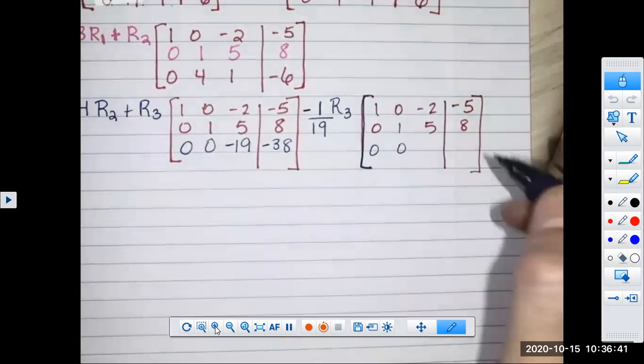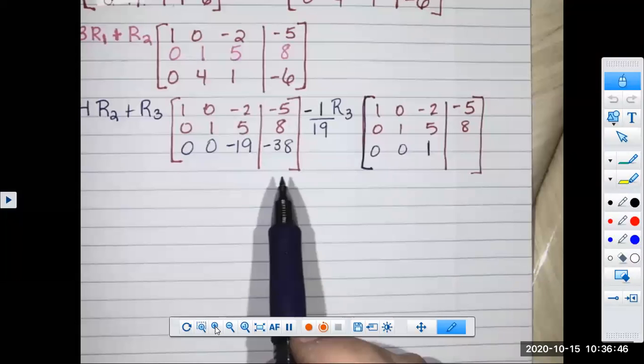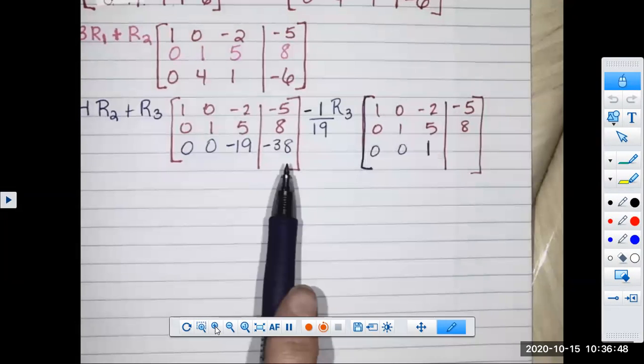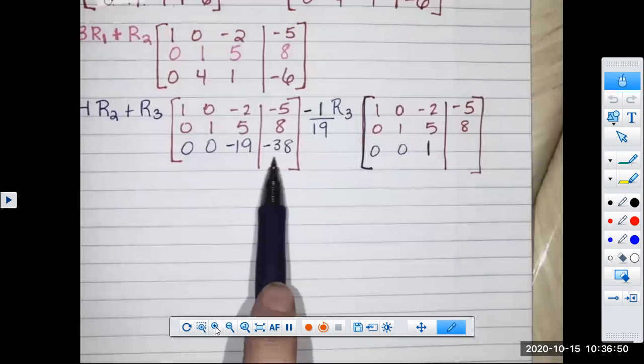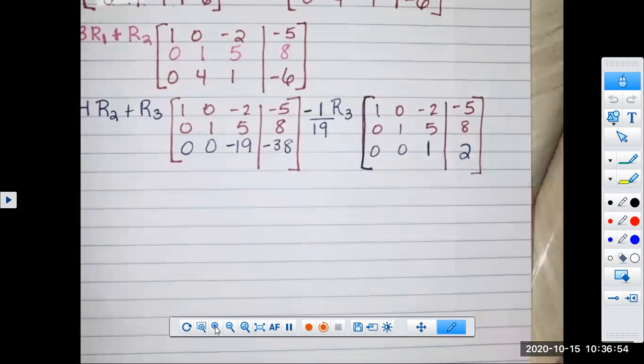-19 times -1/19 will give us +1. Oh, that does work out nice, thank goodness. Okay, what is -1/19 times -38? 2. I thought we might have fractions there, but we didn't.